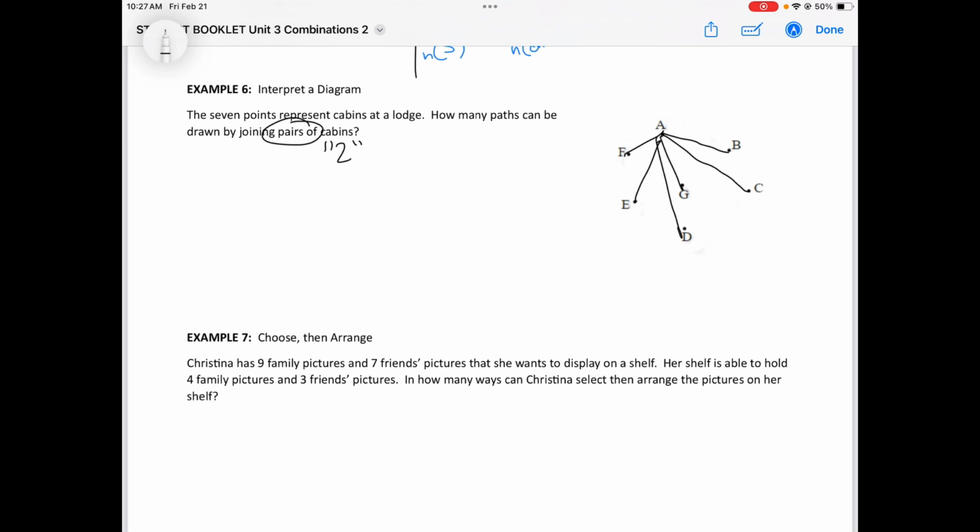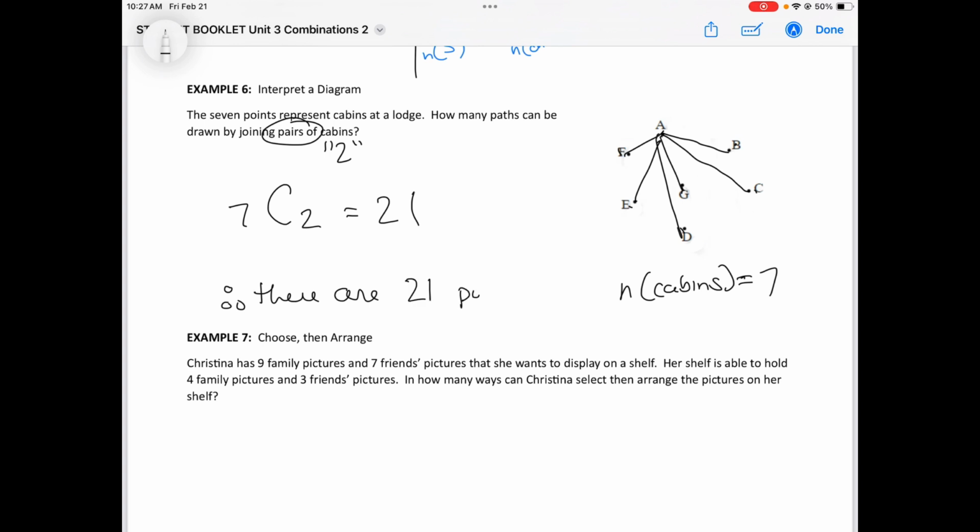So if you think about it, the total number of cabins is 1, 2, 3, 4, 5, 6, 7. So we have 7 cabins, and we want to know how many subsets of 2 there are. As long as we're choosing 2 cabins, we can connect them. So there's 21 different paths. There are 21 possible paths.